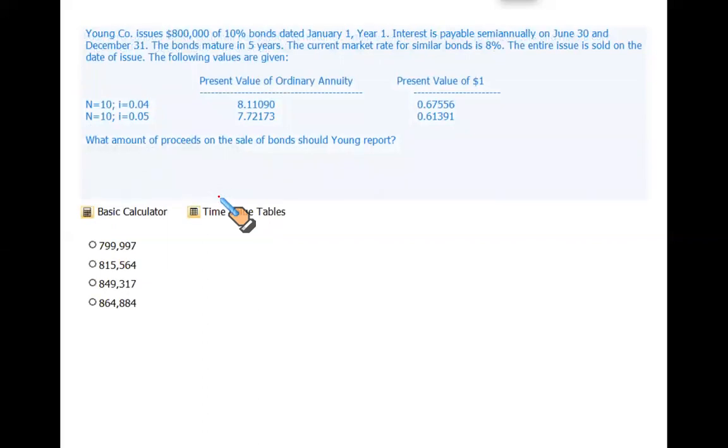Okay, now this again is a good question. We will solve it using two approaches: the conventional approach, if you're comfortable with conventional bond valuation, or using the financial calculator. Let us read the information. It says Young company issues $8,000 10% bonds dated January 1st, year 1, the issuance date. Interest is payable semi-annually, that is important, twice a year, on June 30th and December 31st. The bond matures in 5 years. That's the maturity period. The current market rate for similar bonds is 8%. This is the rate you will use for discounting.